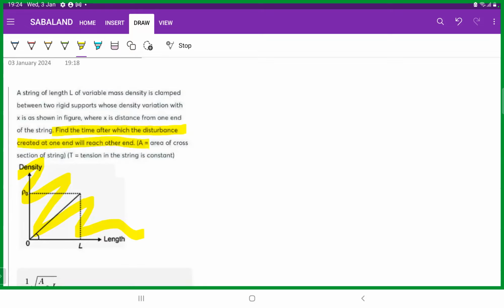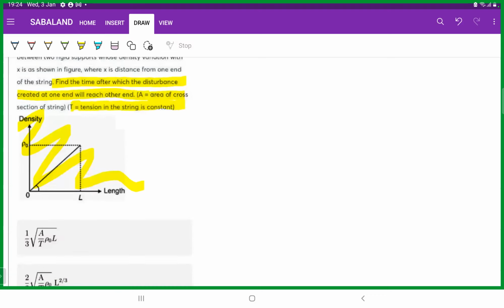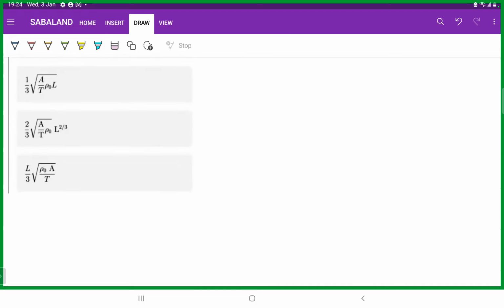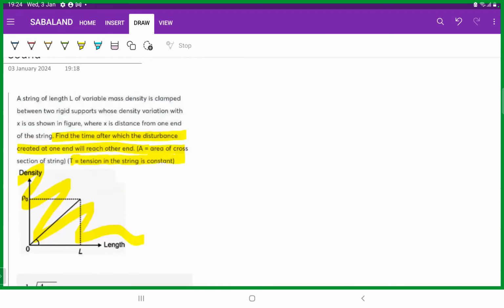And some values are also given, like A is the cross section area and T is the tension in the string, which happens to be constant. So let's start with it. First, let's try to solve this graph.